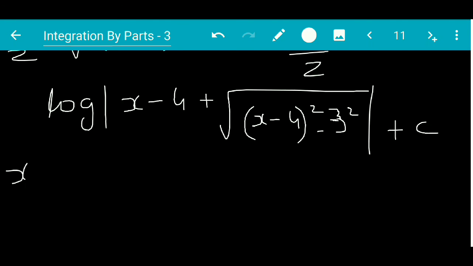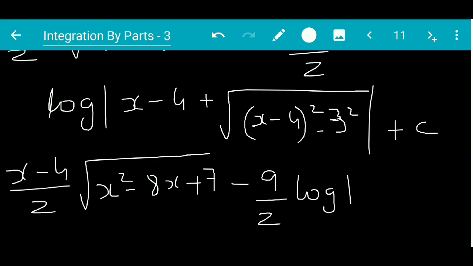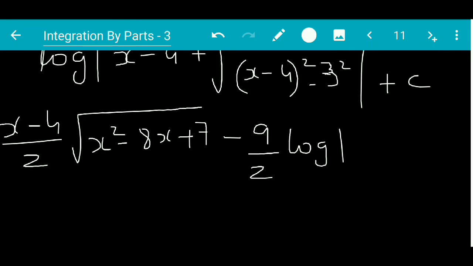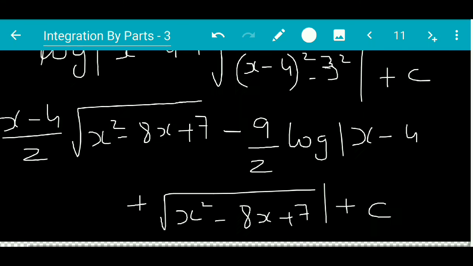Okay. Then in the next step we just modify this sum and write it down. So we get x minus 4 upon 2 root of, again when we expand the root we are going to get back the question, which is x square minus 8x plus 7, minus a square upon 2, which becomes now here 9 upon 2 because 3 square upon 2 we had got, log mod of x minus 4 plus root of, again we solve the root over here, so we get x square minus 8x plus 7, plus c. So this becomes our answer.